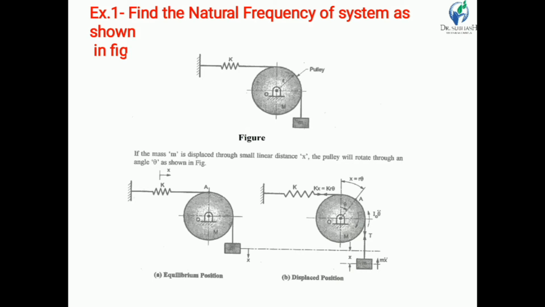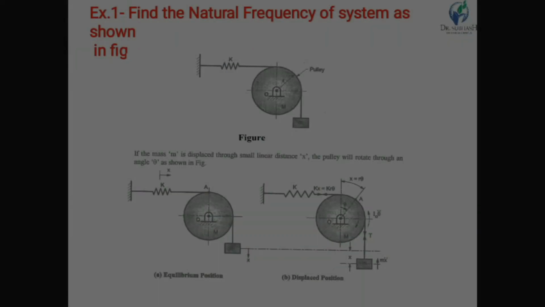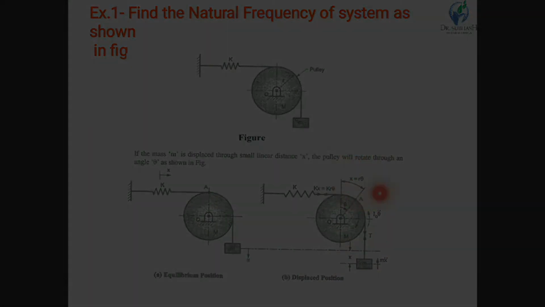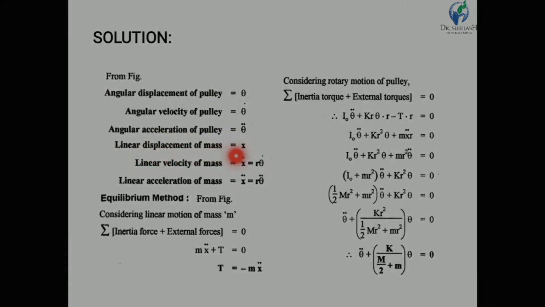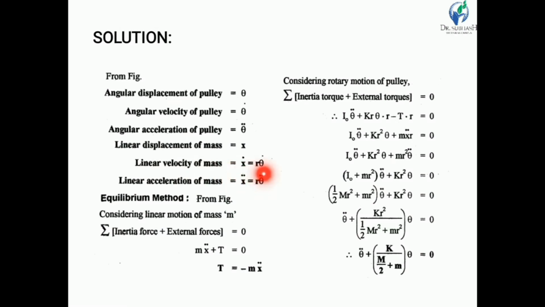Then the pulley rotates through an angle theta. So the linear displacement x is equal to r theta. From the figure, the angular displacement of the pulley is theta, the angular velocity is theta dot, and the angular acceleration of the pulley is theta double dot. The linear displacement of the mass is x, the linear velocity is x dot. So x dot is equal to r into theta dot, and the linear acceleration of the mass x double dot is equal to r into theta double dot.